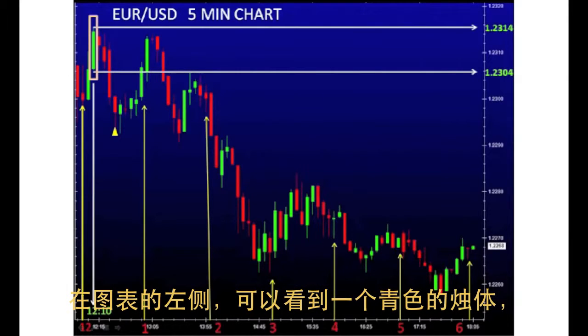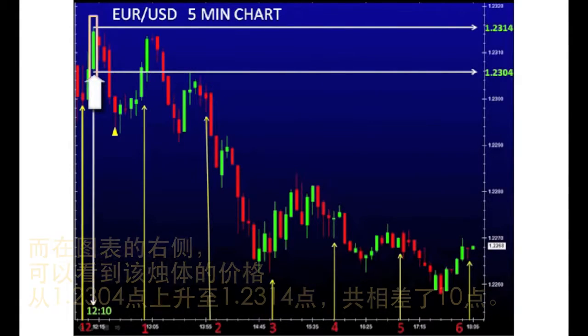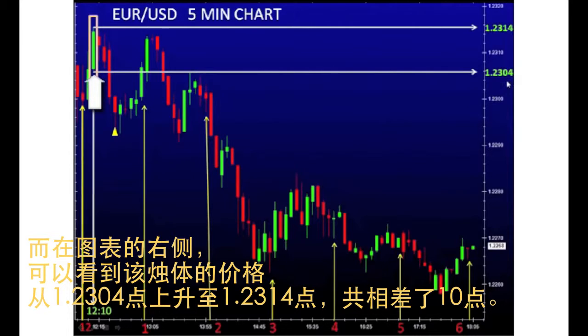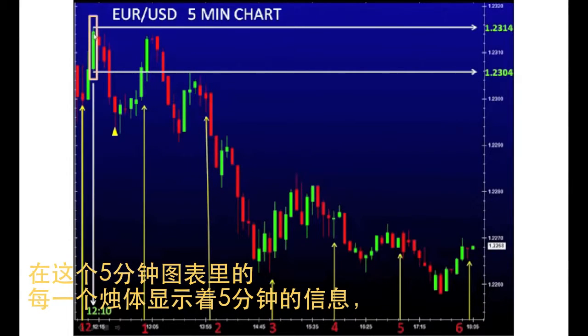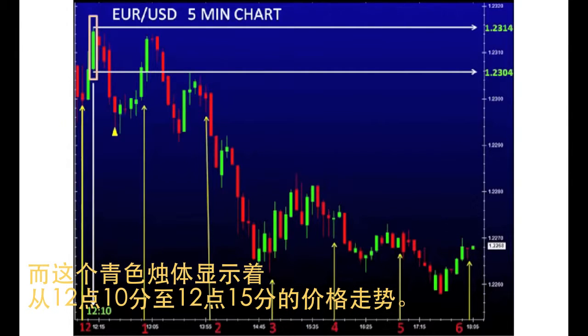Here we have a Euro USD 5-minute chart. Take a look on the left hand side. We have a candlestick in green. I want you to look to the right. The price was 123.04 and it moved to the top 123.14. That's a difference of 10 pips in this 5-minute candle. Because I'm using a 5-minute chart, obviously each candle represents 5 minutes of information. In this case, 5 minutes of price movement from 12:10 to 12:15.